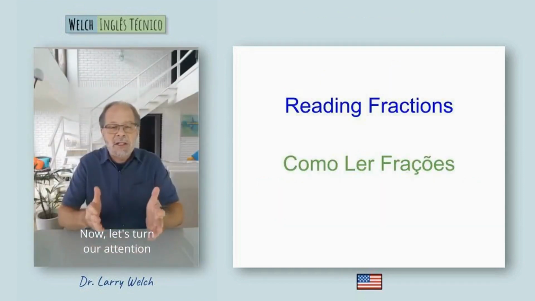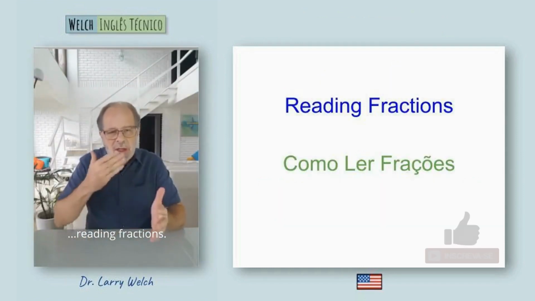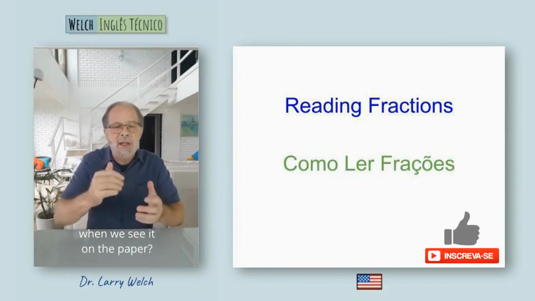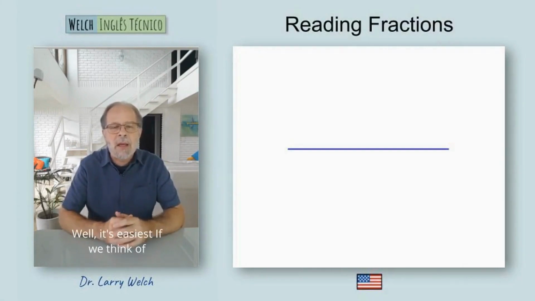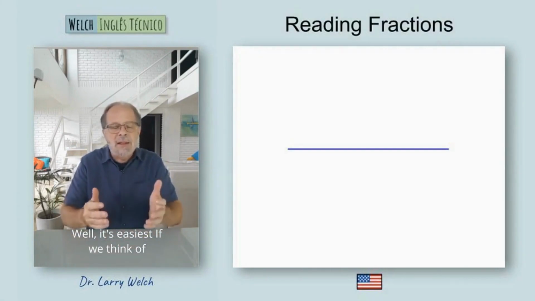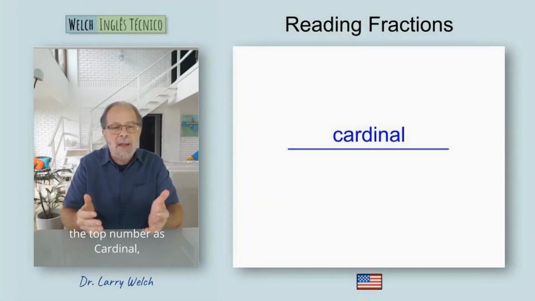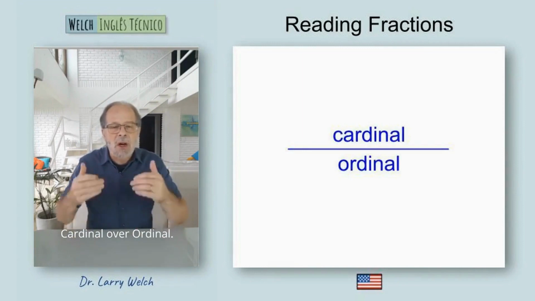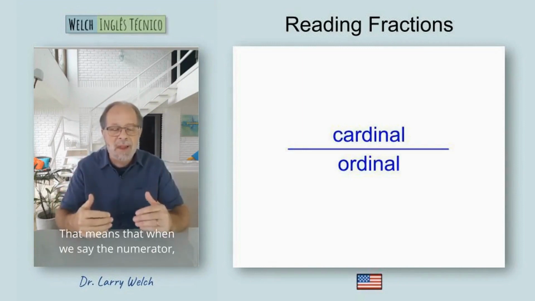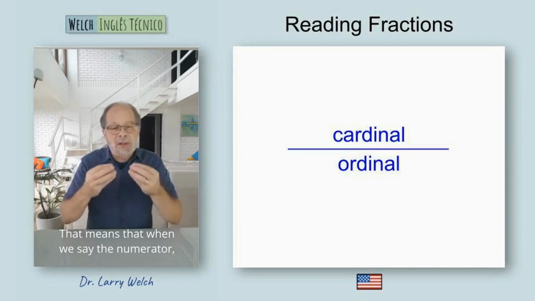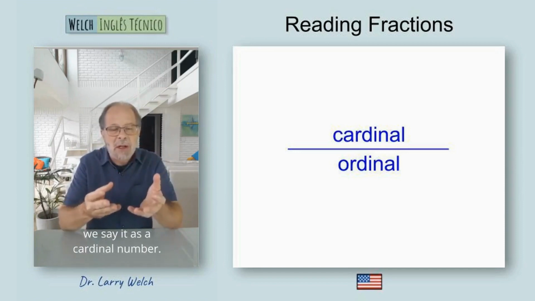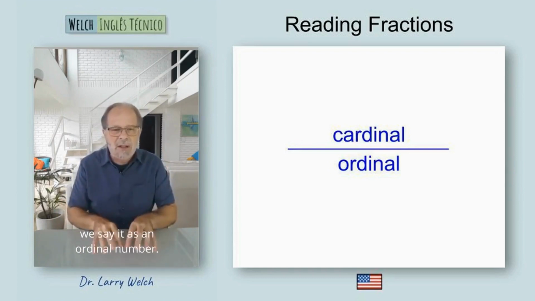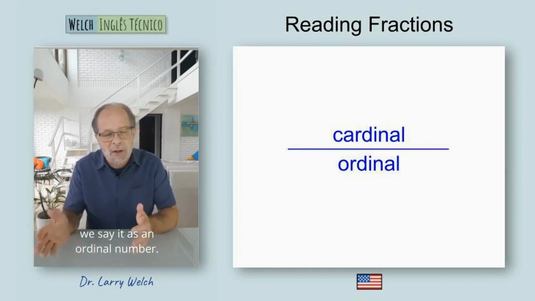Now let's turn our attention to reading fractions. How do we say the fraction when we see it on the paper? Well, it's easiest if we think of the top number as cardinal and the bottom number ordinal. Cardinal over ordinal. That means that when we say the numerator, we say it as a cardinal number. When we say the denominator, we say it as an ordinal number.